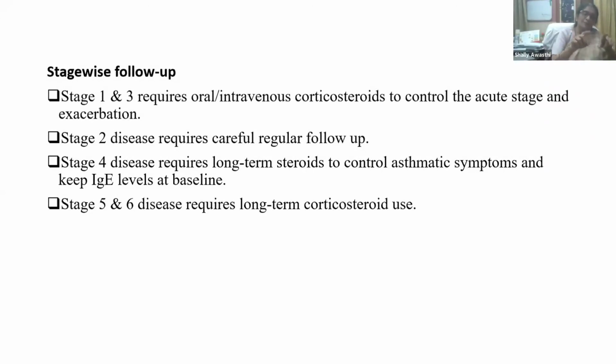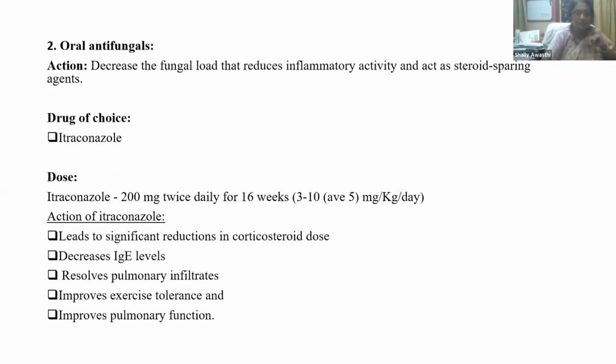1 is asymptomatic, 3 is relapse, 2 is remission. They require regular follow-up. Stage 4 requires long-term steroids to control symptoms and to keep IgE level at baseline. It should not be more than 50% of the baseline of that patient. And 5 and 6 require long-term steroid use.